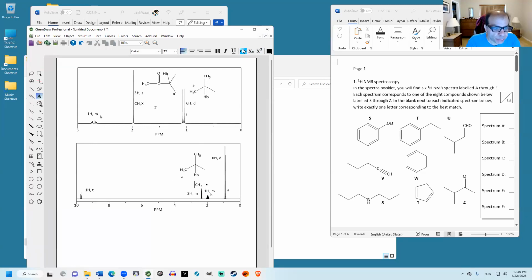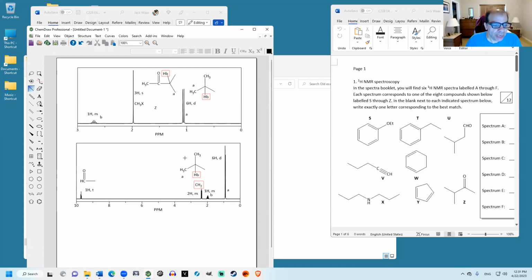Rounded about 2.4 parts per million. And way down at almost 10 parts per million, we see a CH. There's just one hydrogen here. So you need to know that between 9 and 10 parts per million is where aldehyde hydrogens show up. So there's an aldehyde.